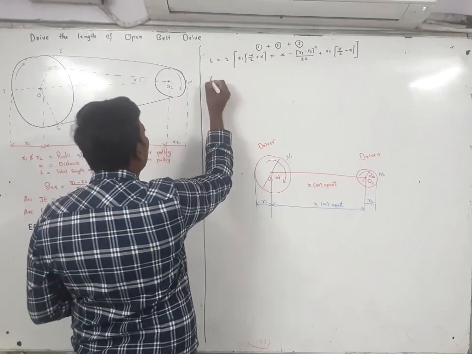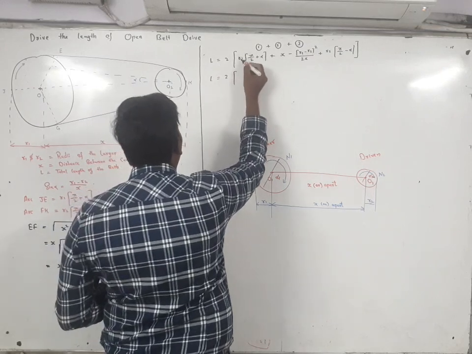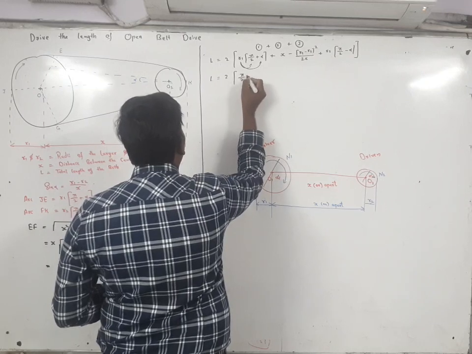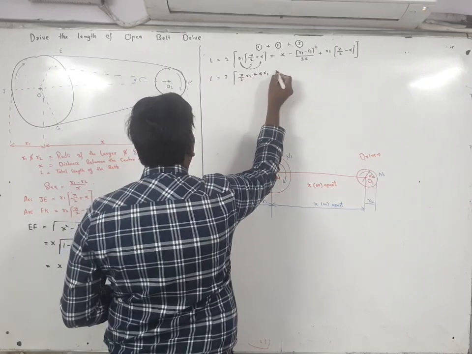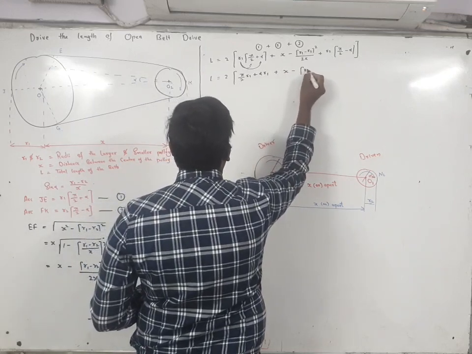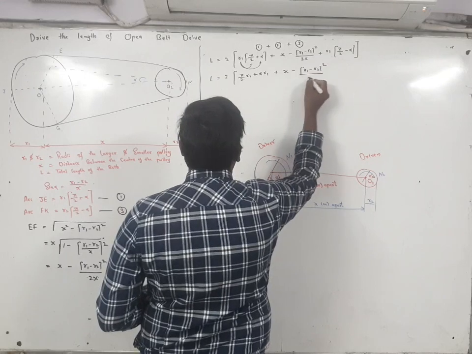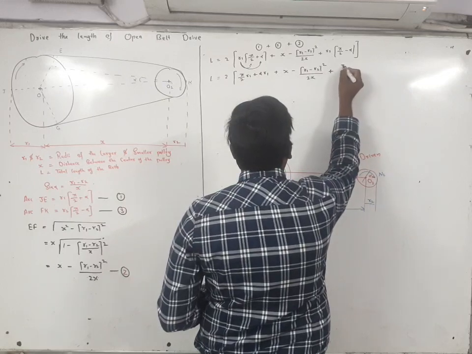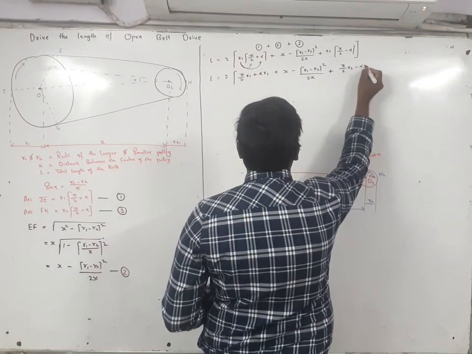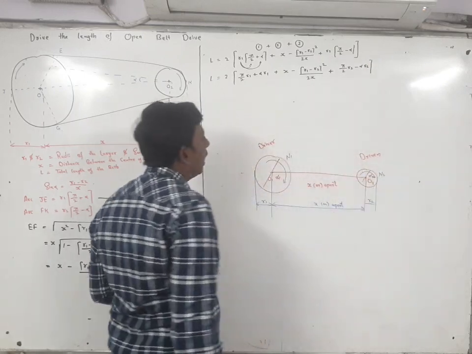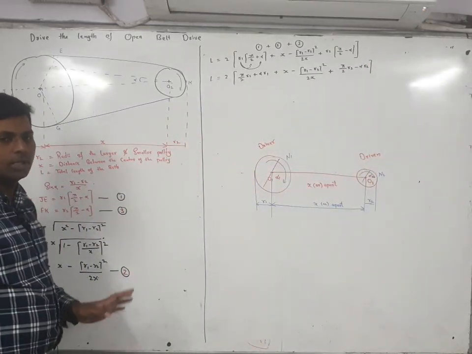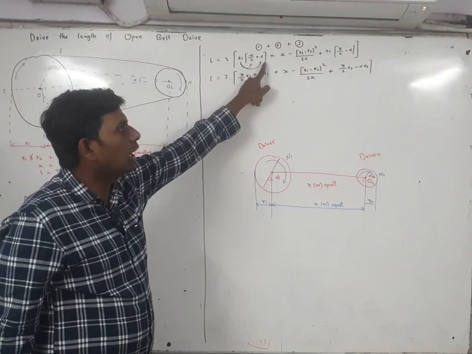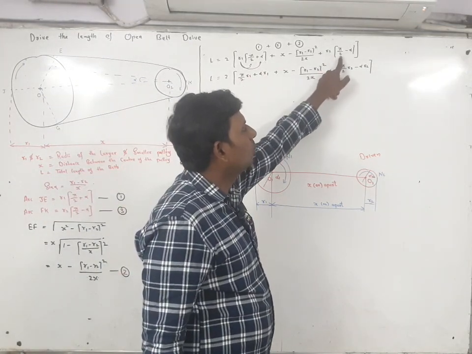After that, L is equal to 2, write down as it is. This R1 will be multiplied with this term as well as this one. So here I can write pi by 2 R1 plus alpha R1, then x as it is, minus (R1 minus R2) whole square by 2x. Then plus pi by 2 R2 minus alpha R2. The remaining terms are as they are: R1 into pi by 2, then R1 into alpha, next R2 into pi by 2, next R2 into alpha.